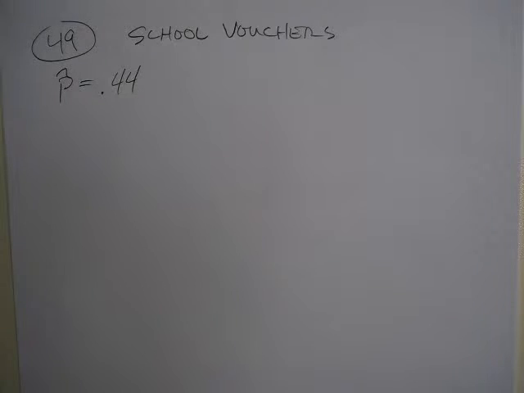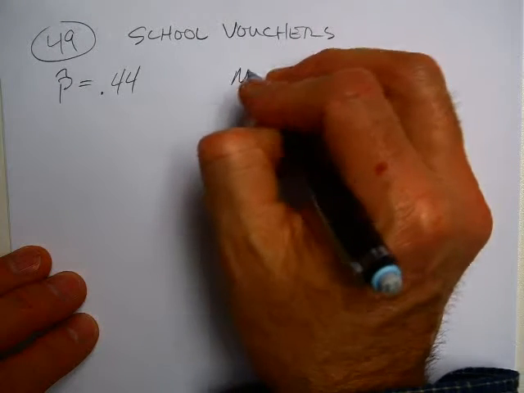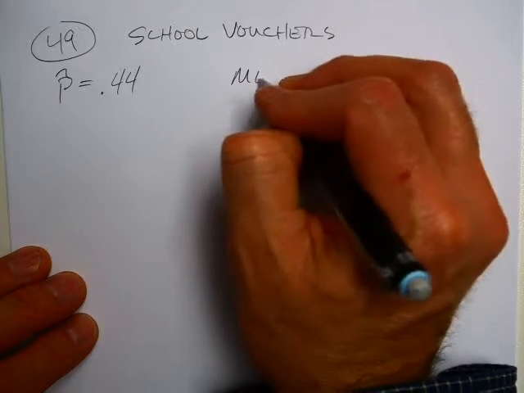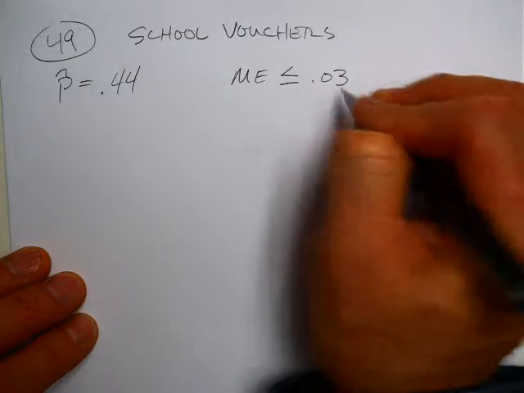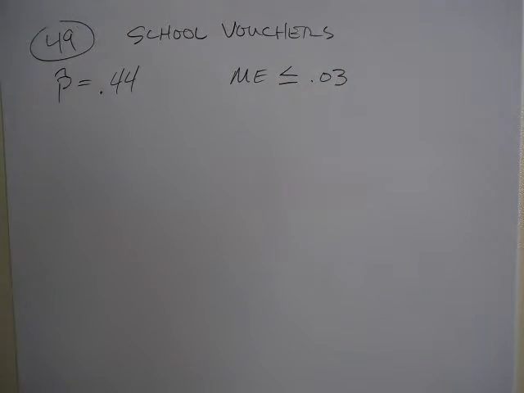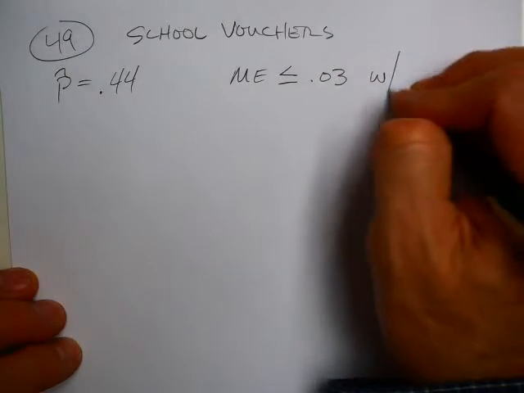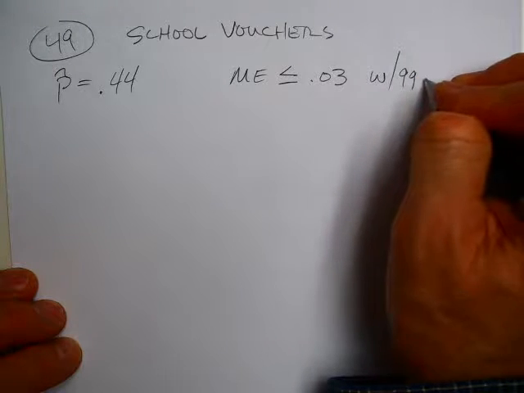How large a random sample is required to obtain a margin of error of at most 0.03 with a 99% confidence interval? I didn't give this to you in your notes because I wanted to do this one as a problem. The question is, the margin of error has to be less than or equal to 0.03, with a 99% confidence interval.